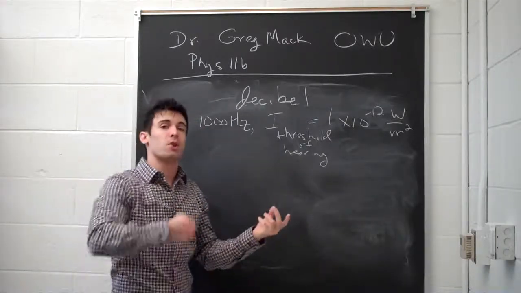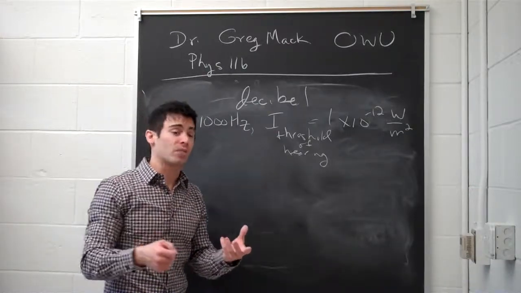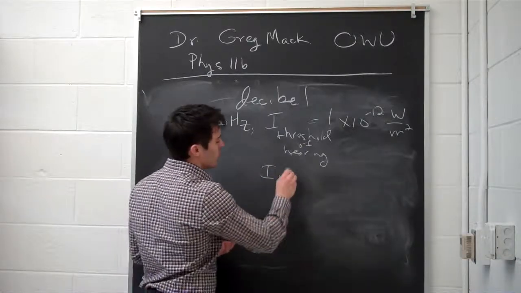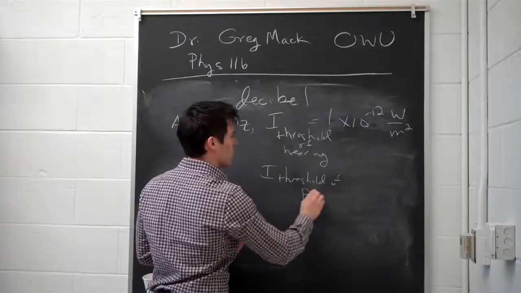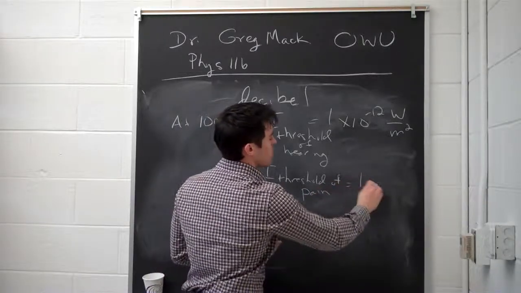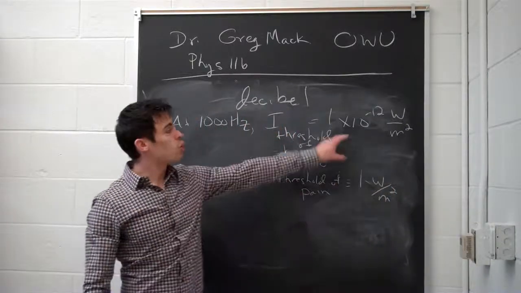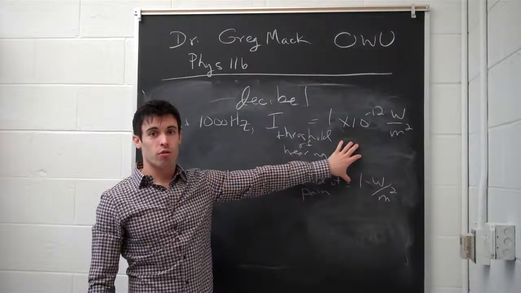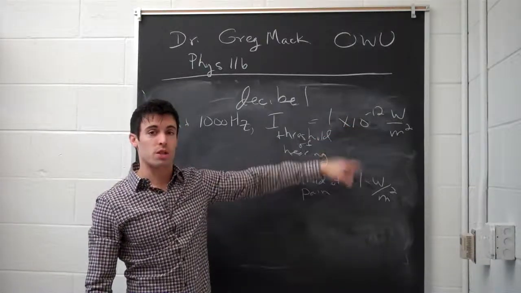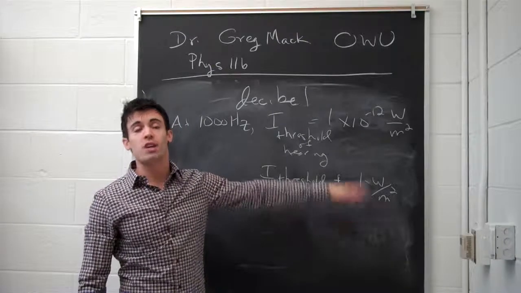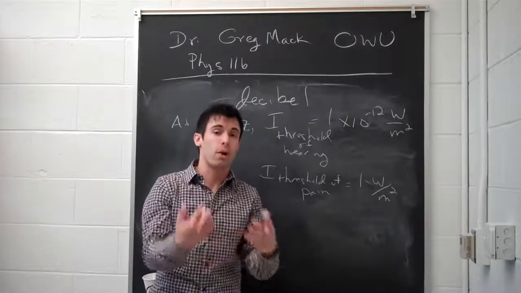Now, if we keep increasing the intensity, you can keep tolerating that until it starts causing you pain. And the threshold of pain is just 1 watt per meter squared. So there are 12 orders of magnitude from the faintest sound you can hear at this frequency to the threshold of pain. And because there's that much of a range, you want to deal with this in terms of orders of magnitude or powers of 10.